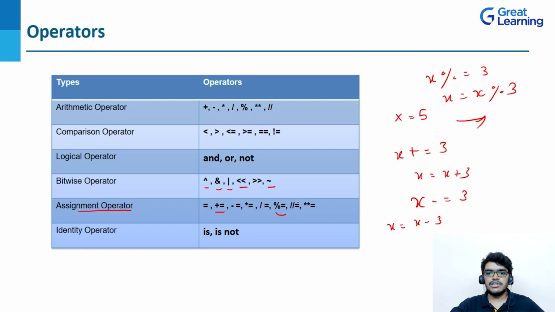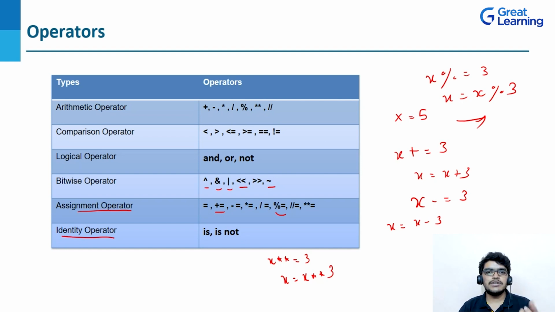Similarly, for floor division is equal to, and for exponentiation is equal to, the same thing it will be here, right? So let me write here, if I'm writing x exponentiation is equal to 3, then it will be x is equal to x exponentiation 3. Now at last we are having identity operators. In identity operators we are having is as well as is not. So this is the basic idea about operators.